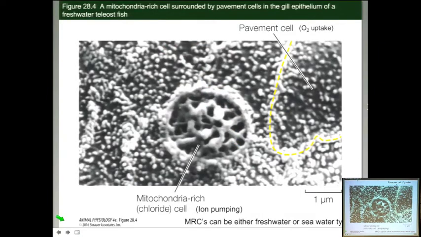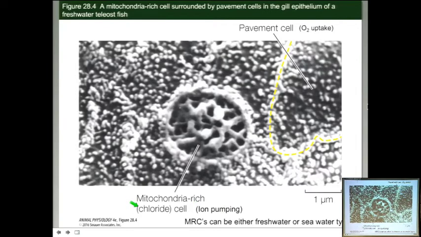Now the cells that are doing the ion transport are these mitochondria-rich cells, MRCs. These are called chloride cells because they do a lot of chloride pumping. So these cells here in the center, this is the cell here. These are the ion pumping sites. They're surrounded by these pavement cells. These are the long, flatter blades, thin ones. These are responsible for the oxygen uptake. The chloride cells are responsible for ion pumping.